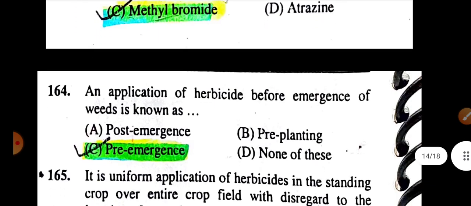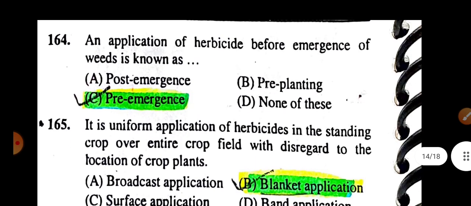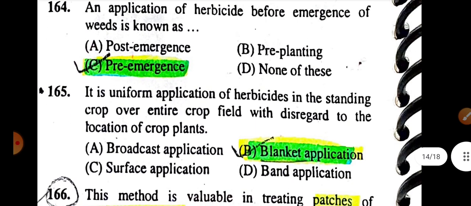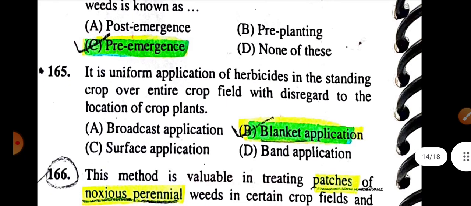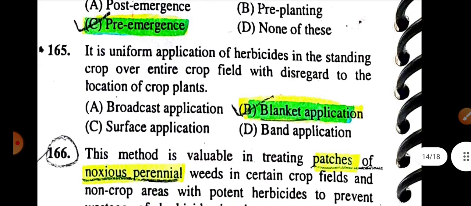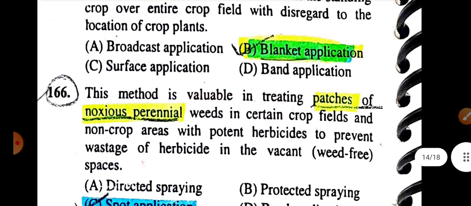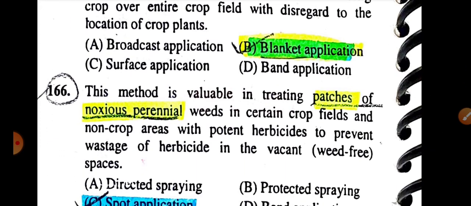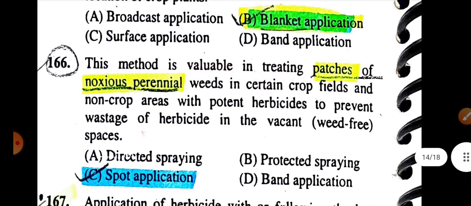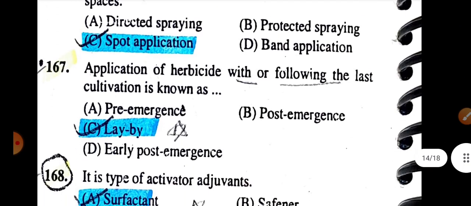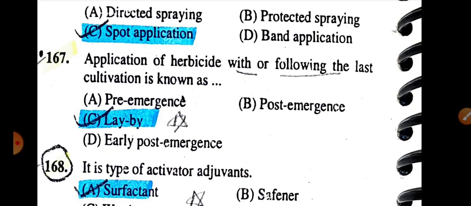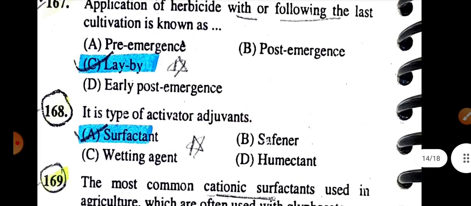Fumigant is methyl bromide. An application of herbicide before emergence of weed is pre-emergence. It is uniform application of herbicide in standing crop over entire crop field without regard to the location of crop is blanket application. The method valuable in treating patch of noxious perennial weed in certain crop field and non-crop area with potent herbicide to prevent wastage of herbicide in vacant or weed-free spread is spot application. The application of herbicide following the last cultivation is lay-by.